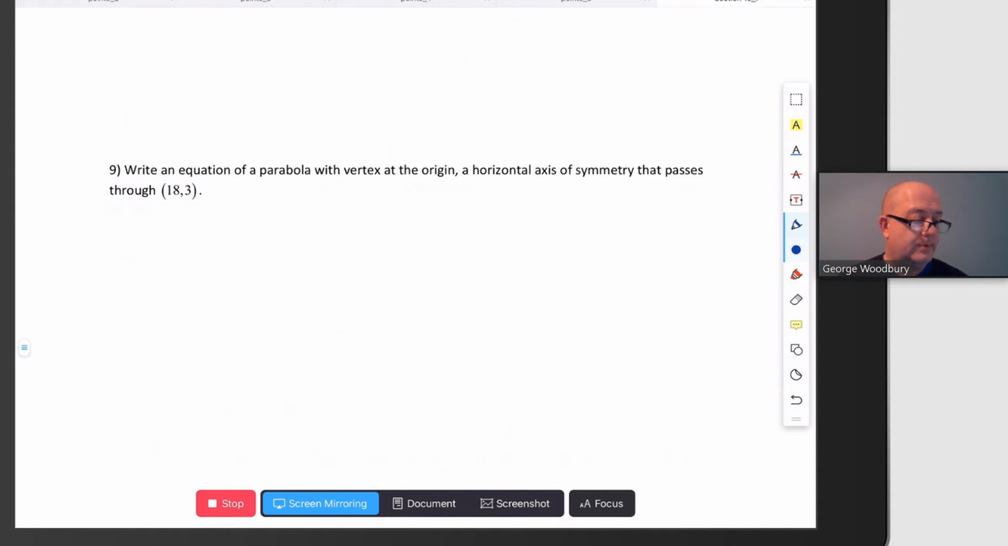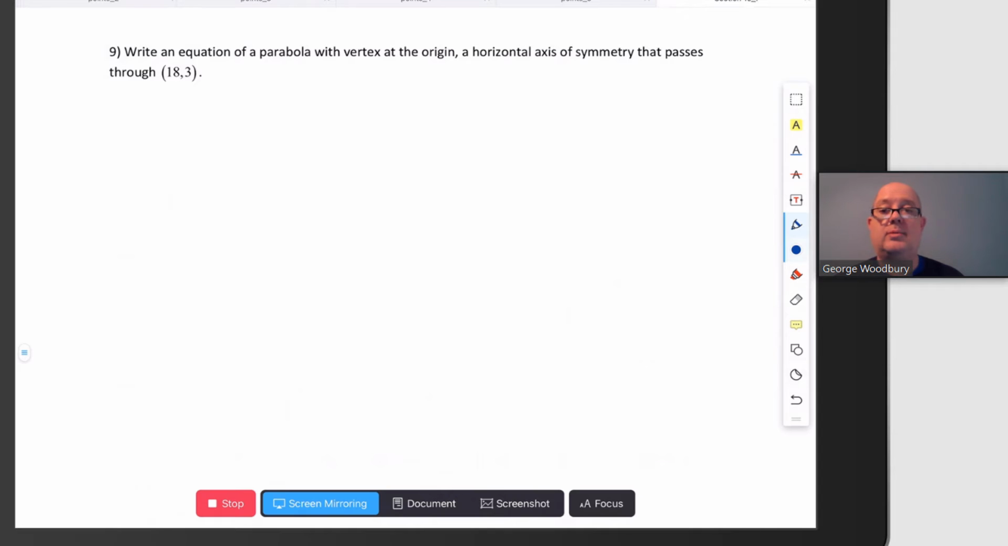Let's try one more. Write an equation of a parabola with vertex at the origin, a horizontal axis of symmetry. So we know that it opens left or right. And by the way, there should probably be a comma here. The axis of symmetry doesn't pass through that point, but the parabola does. The parabola passes through (18, 3). So I'm going to start with another real quick sketch. (0, 0). The point (18, 3) would be 18 units to the right and up 3, something like that.